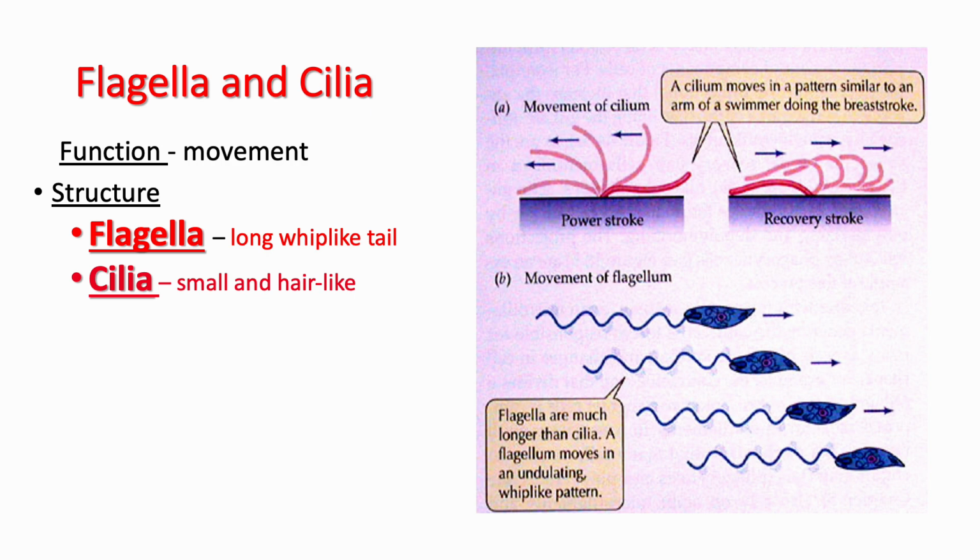The flagella and cilia. Flagella are long whip-like tails that allow the cell to be moved along. And then the cilia are small little hair-like projections that flow back and forth, again helping with the movement of the cells.